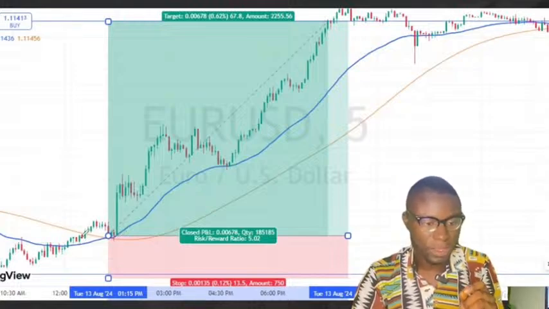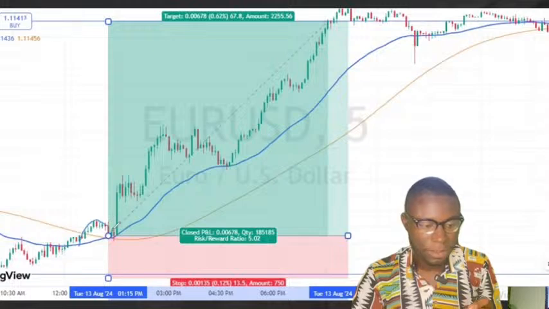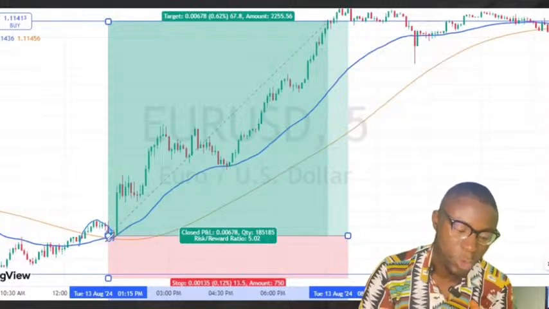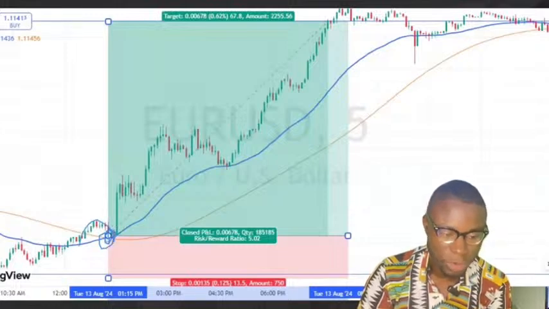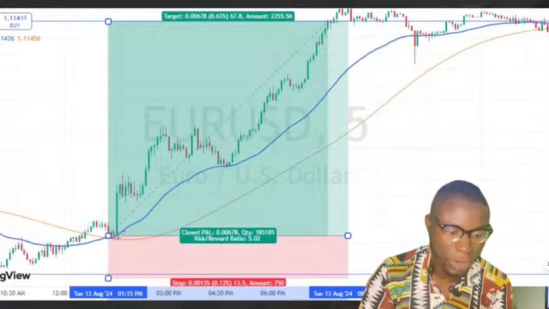So you can see price came and broke above it, closing above it, and came back here. That's where you got the crossover. Okay, that's why we got the crossover right here. And so you take your trade.